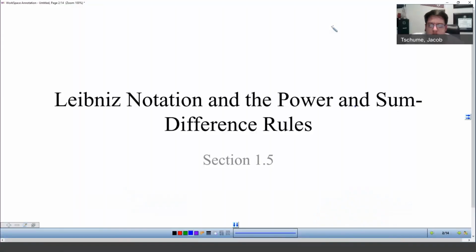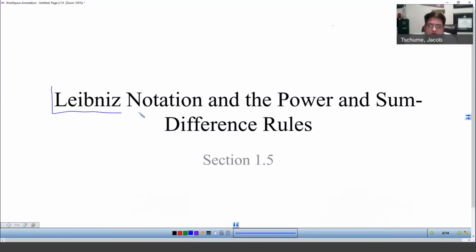All right, in this video, we are going to move into section 1.5 that has a fancy name to it, but really it's not. It's kind of a nice little shortcut that we're going to learn here. So we're going to be doing Leibniz notation and then learn what the power and sum and difference rules are.